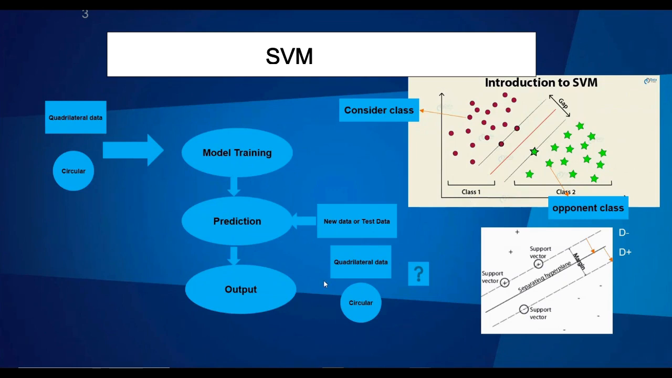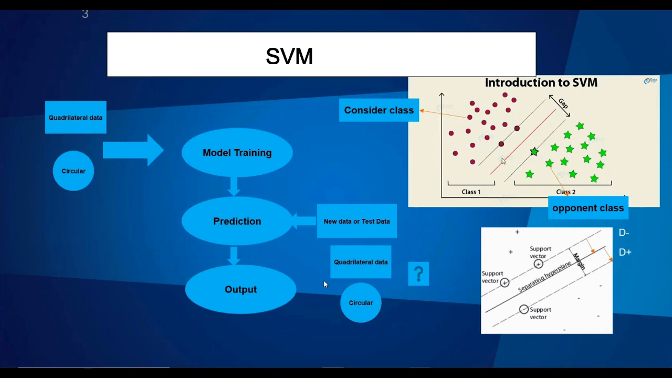There are a few terminologies we use in SVM. Whenever we separate these two types of data, in between these two data sets we draw a line. This line we call a decision line. It is also called a separating hyperplane, or you can call it a decision line. Why decision line? Because on the basis of this line we can separate two classes. This is what we call a separating hyperplane.